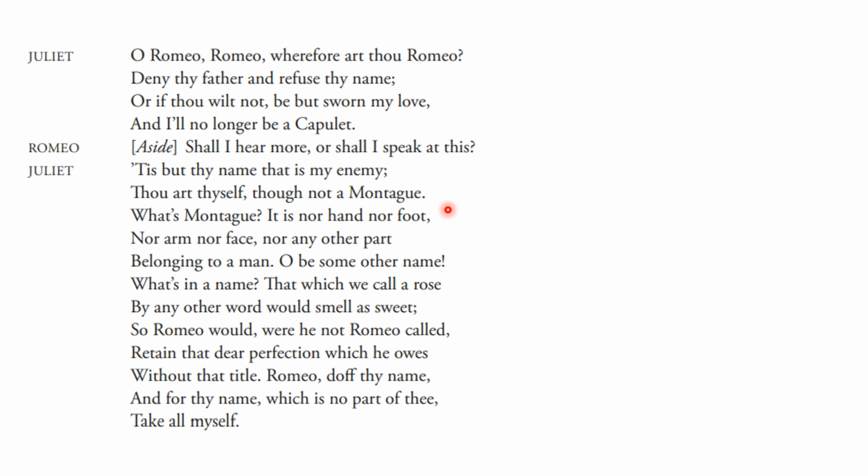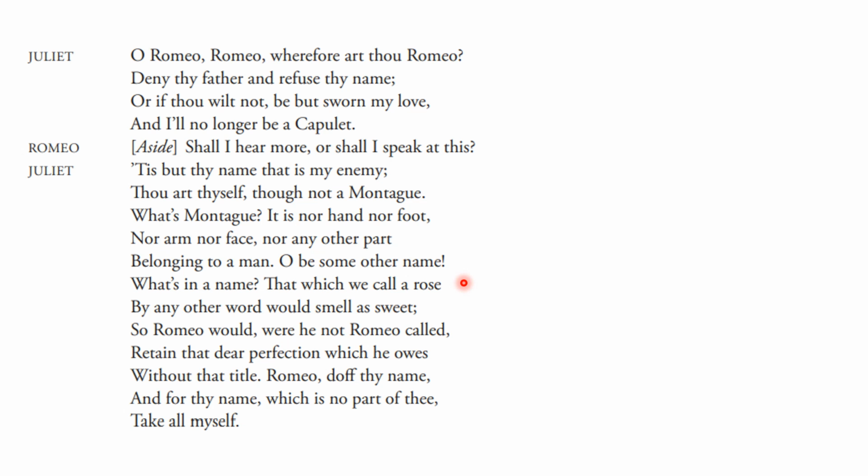"Is it not hand, nor foot, nor arm, nor face, nor any other part belonging to a man? Oh, be some other name. What's in a name?" So she basically says, what even is a Montague? It's not a part of Romeo. It can be removed from him. And then she begs that he be some other name.